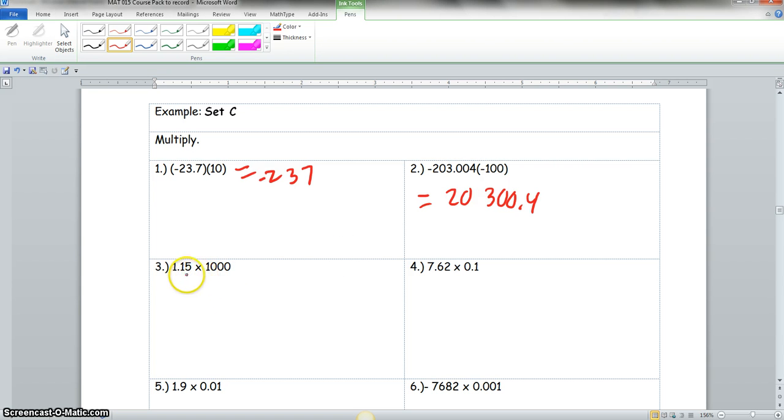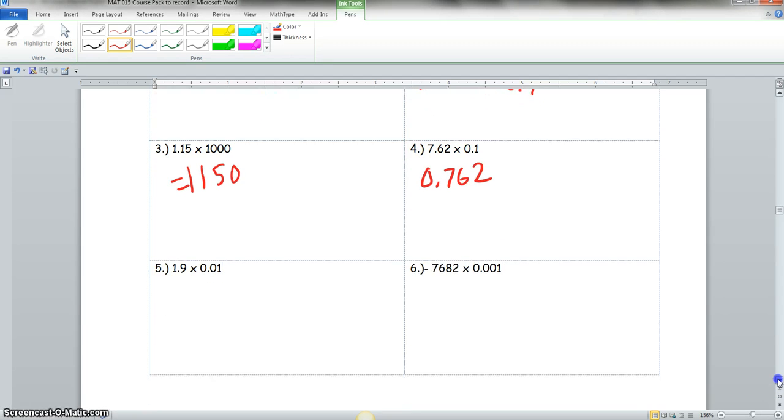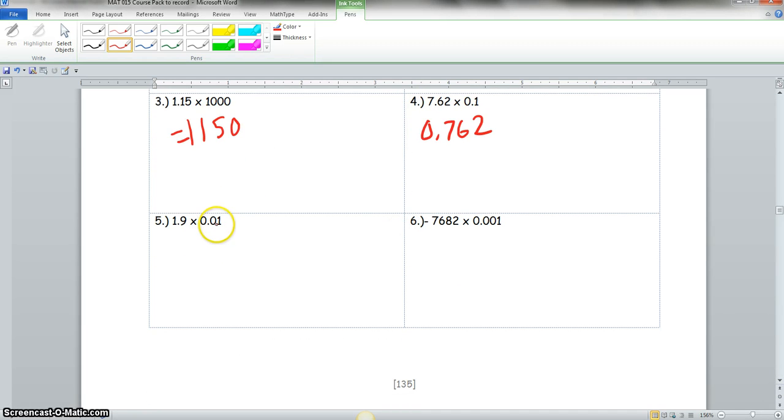1.15 times 1,000, we'll move it to the right 3 places. That'll give us 1,150. 7.62 times 0.01, you know we have to move it 1 place to the left. So it'd be 0.762. Now we scroll down here to number 5. We have to move it to the left 2 places. So we have 0.019.